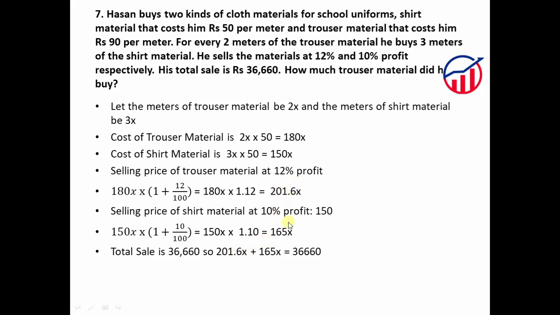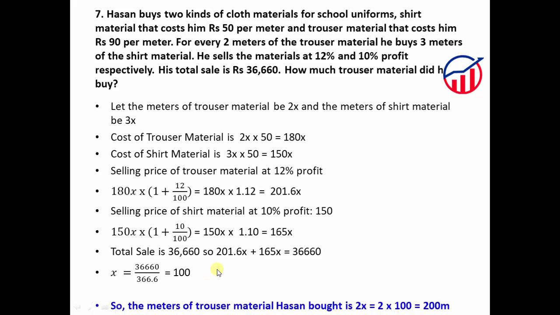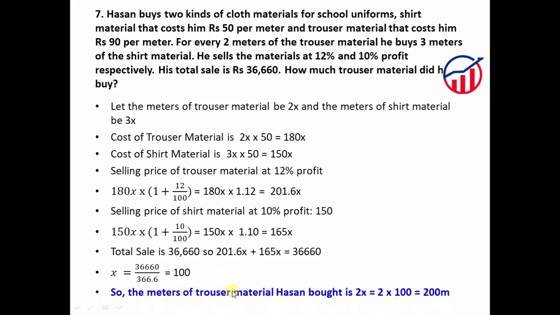201.6, which is this, plus 165x is 3660. So x is what? 3660 divided by 366.6, which is 100. So we have got x is 100. So the meters of trouser material Hassan bought is what? 2x, which is 2 into 100, which is 200 meters. Next question.